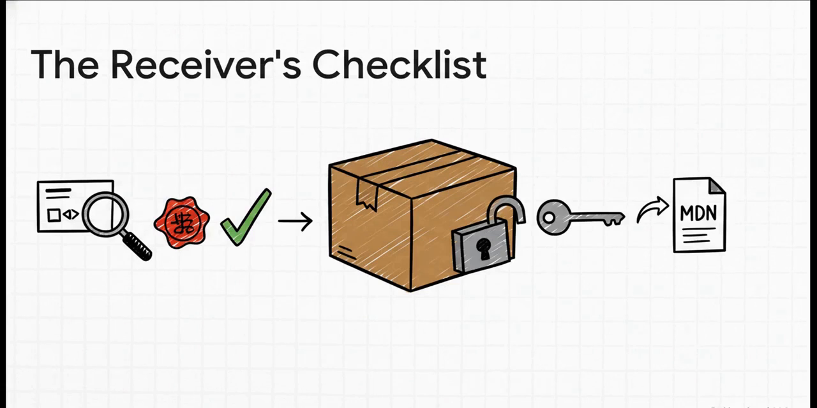Okay, now let's flip to the receiver's side. When the package arrives, their AS2 adapter starts running through its own checklist. First thing, it confirms the labels are correct. Then it inspects that digital seal to make sure the message is authentic and that nobody has tampered with it. If that all checks out, it uses its own secret key to unlock the message. And as the final step, it generates that all-important receipt, the MDN, and sends it right back to the sender.